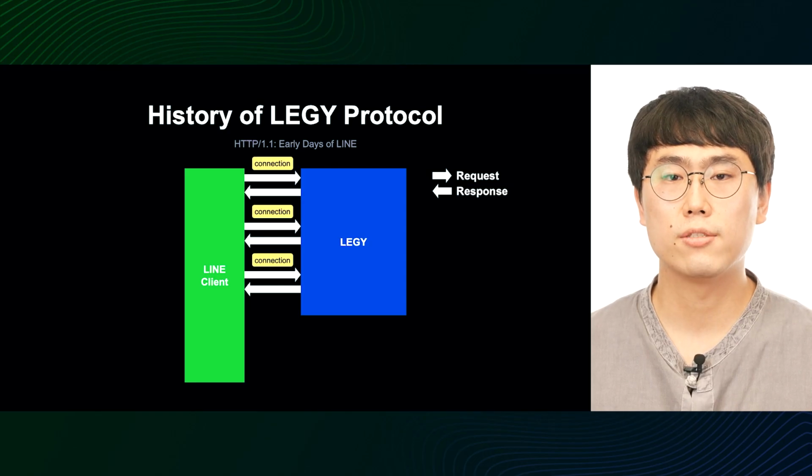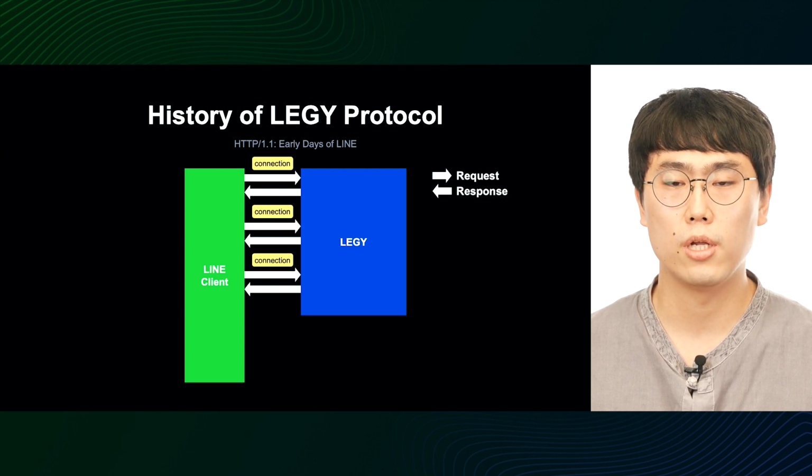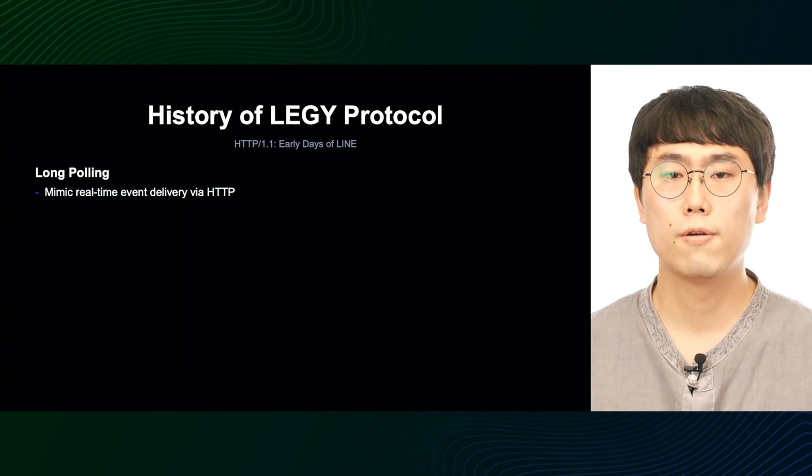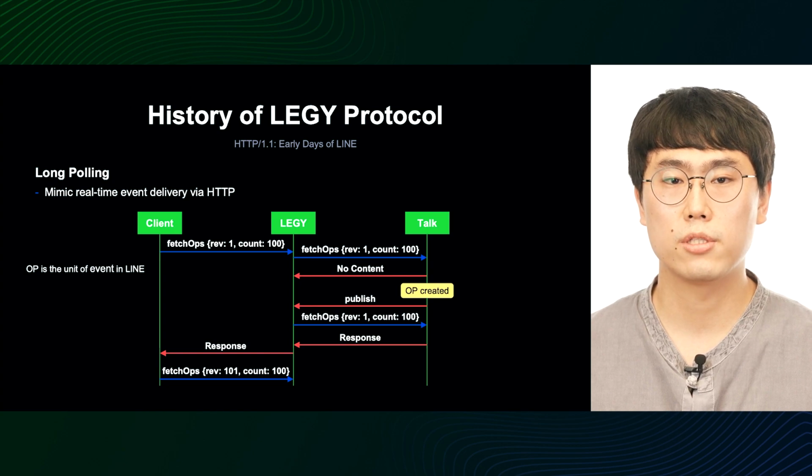When LINT began as a service in 2011, we used HTTP 1.1. As you already know well, HTTP 1.1 basically uses one connection for a pair of a request and a response. One of the main functionalities of LINT was to inform the clients of new message arrival over HTTP 1.1. For that purpose, we've used long polling technique. This is how it works.